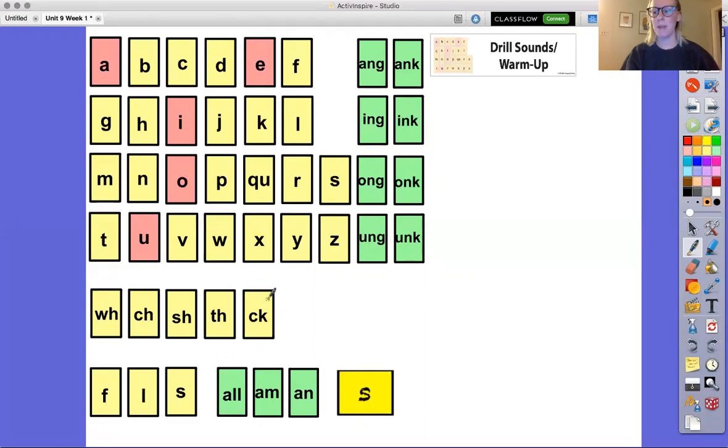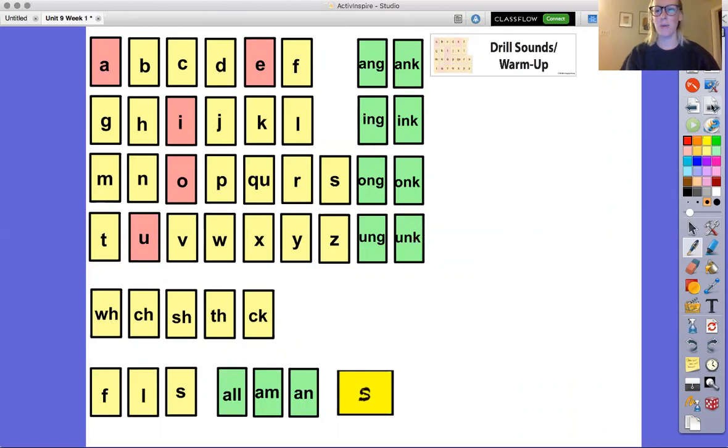Okay. Now let's jump in a little bit, and I just want to go through a couple of our glued sounds. I'm going to just jump around between these green ones here, these glued sounds, and also these 3 down here. Okay. Let's start off with A-L-L, ball, all. I-N-G, ring, ing. O-N-K, honk, onk. U-N-K, junk, unk.